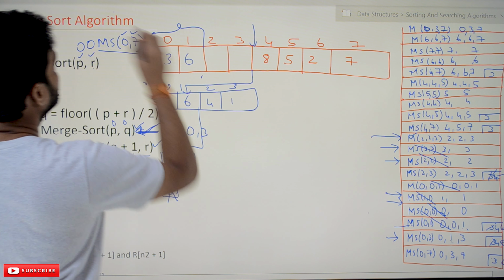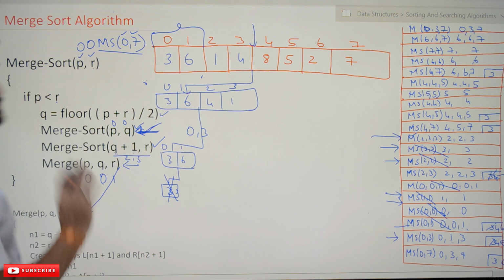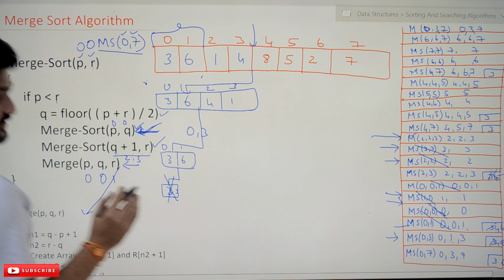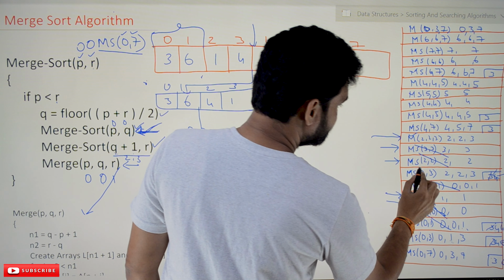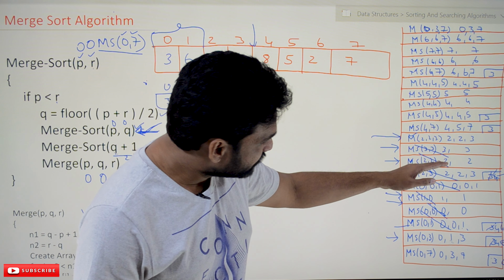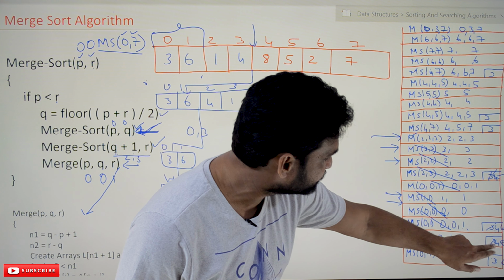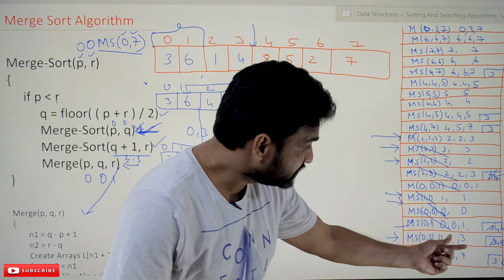Okay, 4 and 1. So this one is sorted. Then fine, we are done with this line of code also. The fifth line has been done. Now this is where the function call was made: 1 comma 3. Within that the fourth line is going to be 2 comma 3.